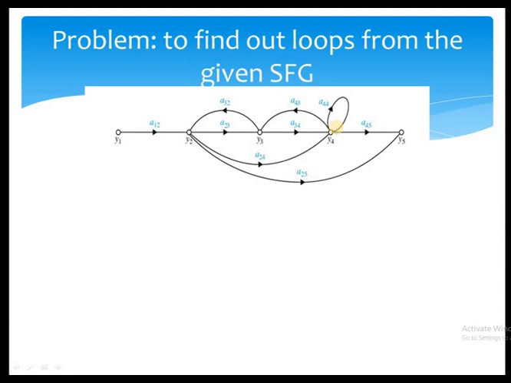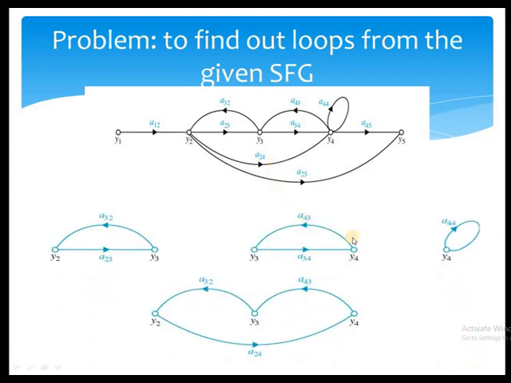What about three non-touching loops? They are not possible, because if you compare L1, L2, L3, there is a common node Y4. Similarly, if you compare L1, L2 and L4, there is a common node Y2. So three non-touching loops are not possible for this given SFG. Same thing I am representing here. These are the loops for this SFG: L1 is the first loop, L2 the second, L3 the third, and L4 the heart-shaped fourth loop. And there are only 3 forward paths.